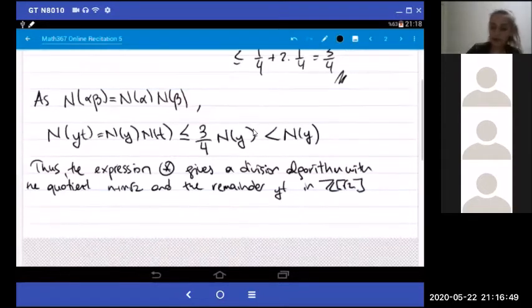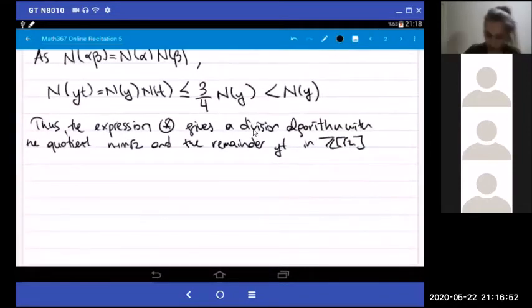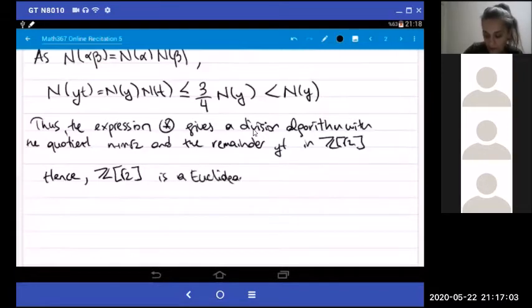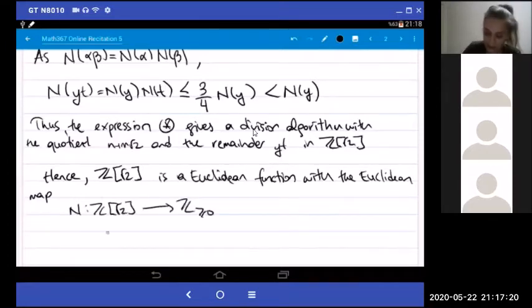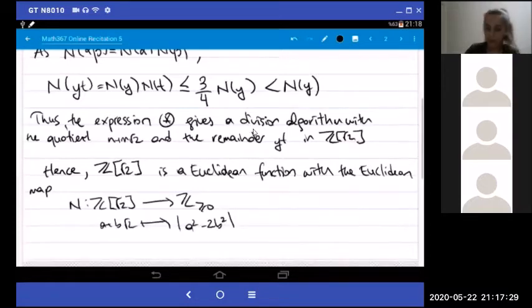Okay? So since we can find the Euclidean function on Z[root 2], let me write it also as a conclusion. Z[root 2] is a Euclidean domain with the Euclidean map N from Z[root 2] to the non-negative integers, taking a plus b root 2 to the absolute value of a squared minus 2b squared. Okay?